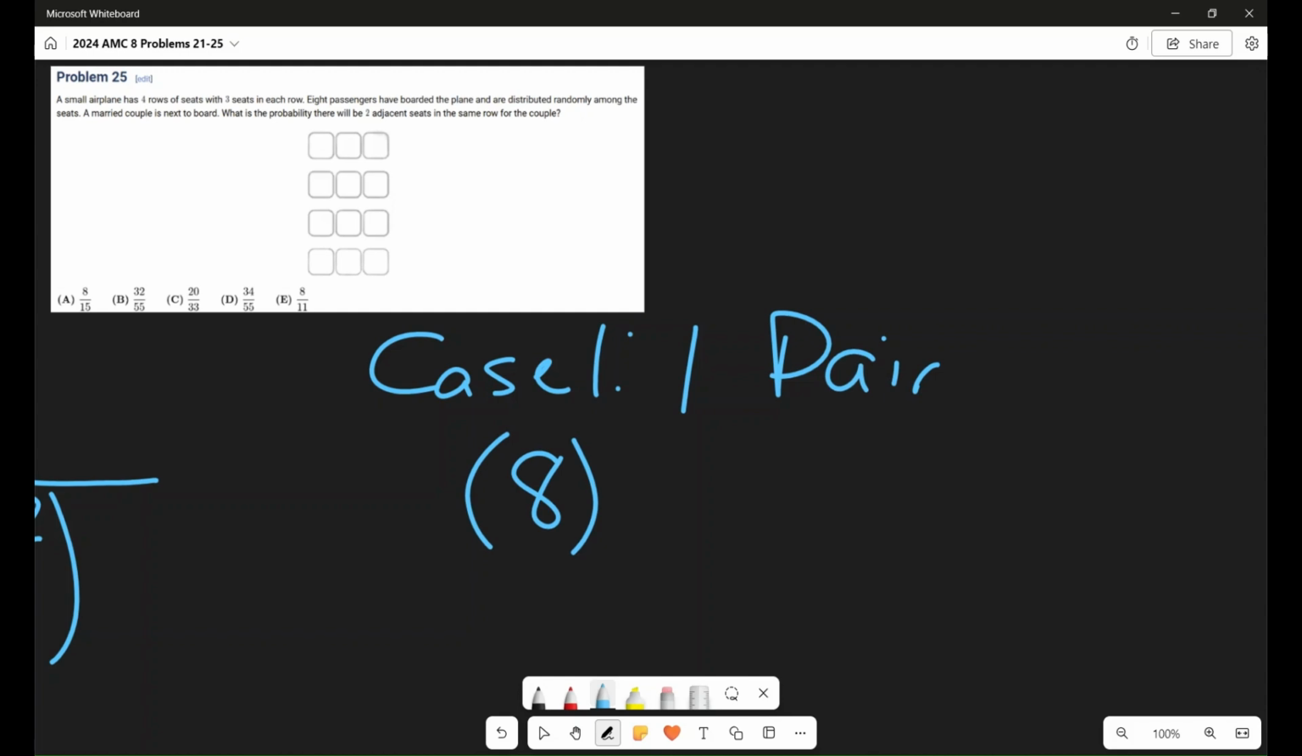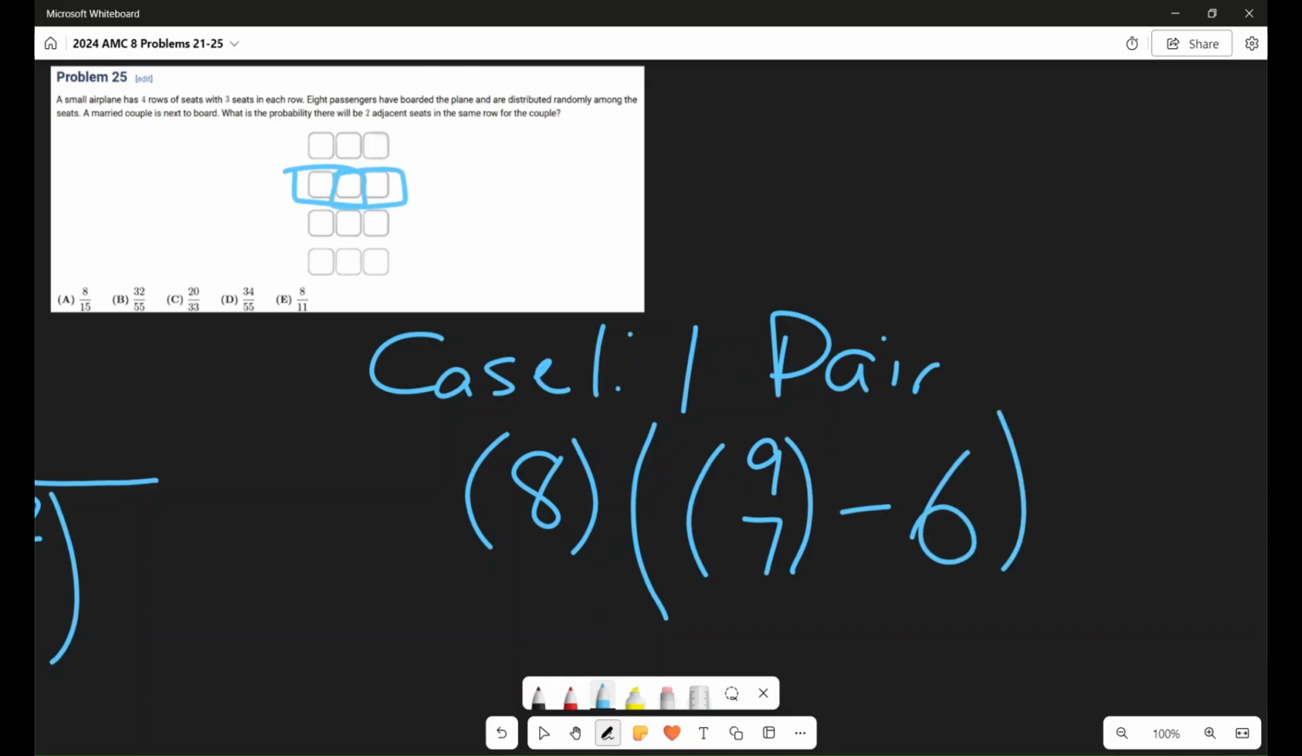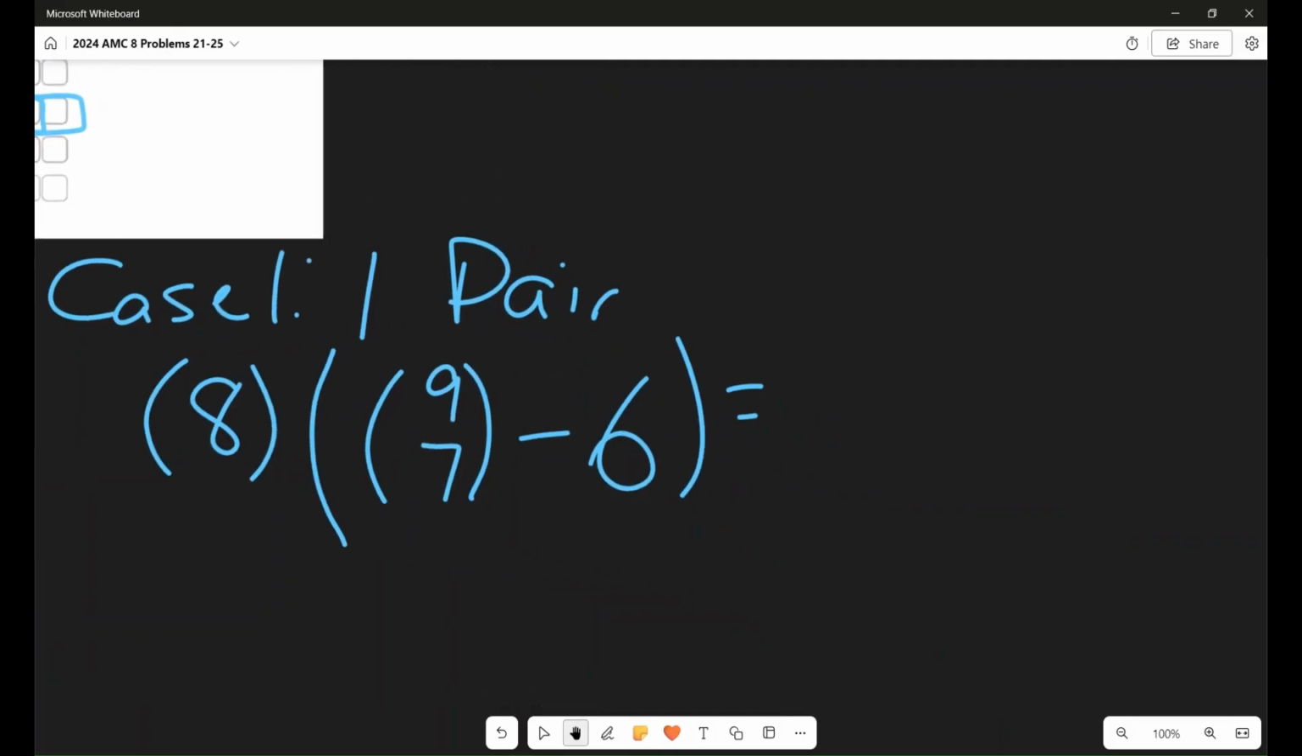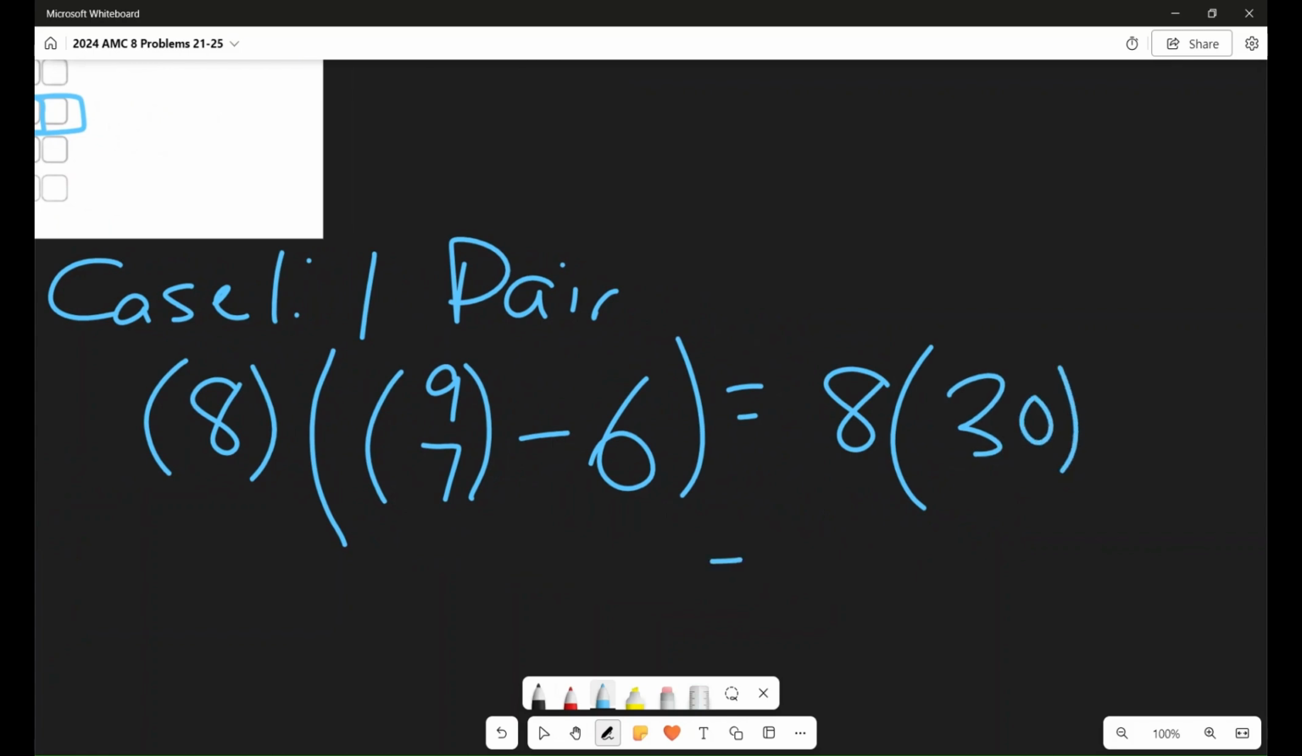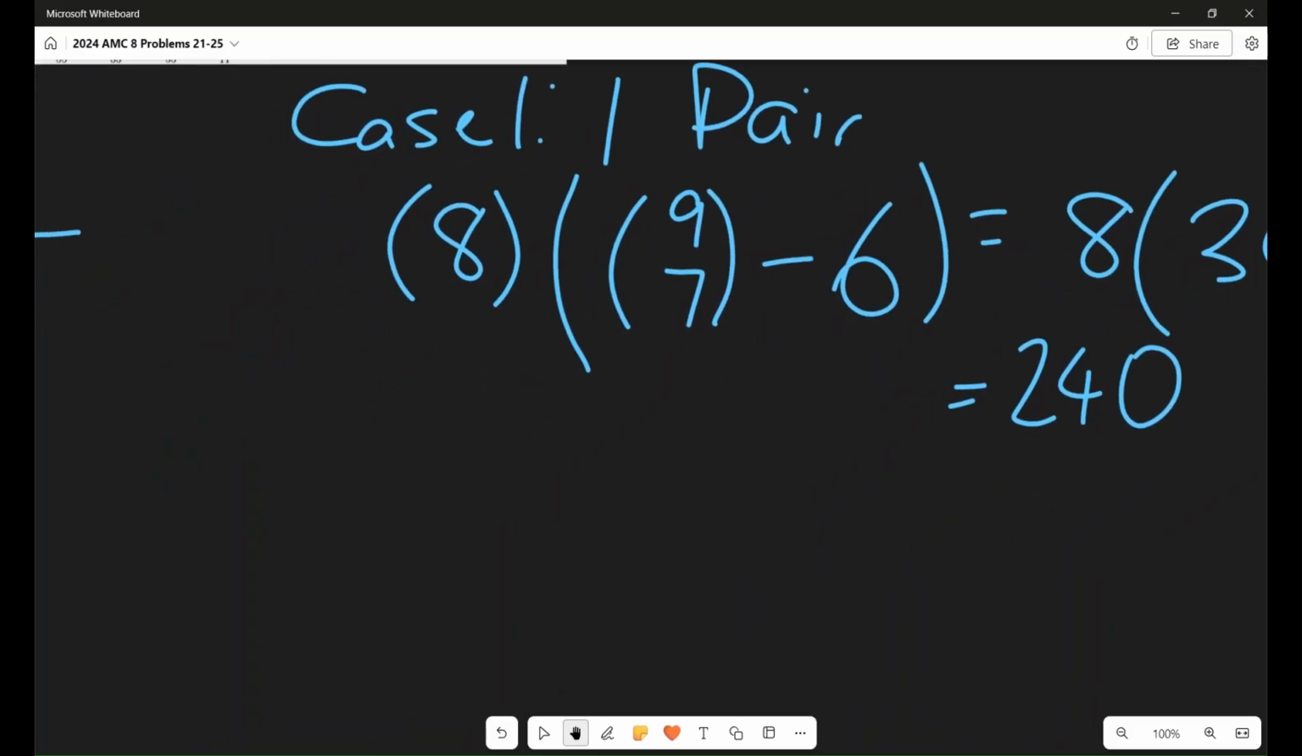So with that occupied, we have 9 seats for 7 passengers, and the 2 empty seats cannot be next to each other. So we have 9 choose 7, but we can't have the empty seats be one of the 6 remaining pairs of adjacent seats. And evaluating this comes out to 8 times, and 9 choose 7 is the same as 9 choose 2, which is just 36. Subtracting 6 gives 30, and that comes out to 240.